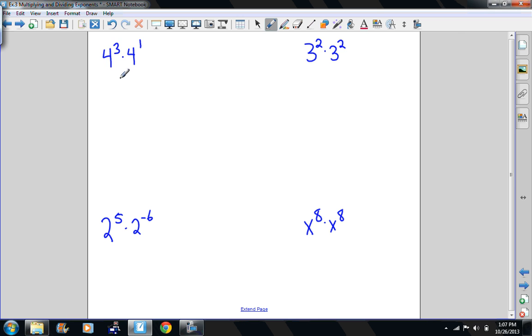4 cubed times 4 to the 1st would be 4 to the 4th. 3 squared times 3 squared would be 3 to the 4th. 2 to the 5th times 2 to the negative 6th would be 2 to the negative 1st, or 1 over 2 to the 1st, which is just 1 over 2. And x to the 8th times x to the 8th would be x to the 16th. If you have questions, please let me know.